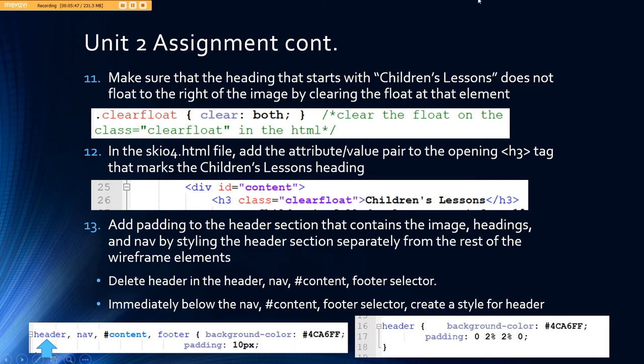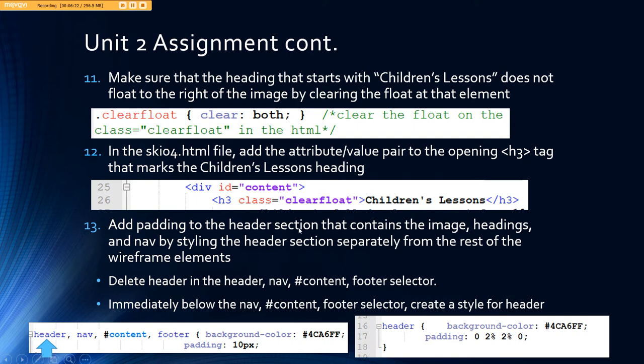Make sure that the heading that starts with children's lessons does not float to the right of the image by clearing the float at that element. So you do it in 2 places. You clear the float, clear both, and then this is in the CSS file. Then in the HTML file, you find that children's lesson, and you have to insert the class equals clear float. If you don't do both, then it doesn't work.